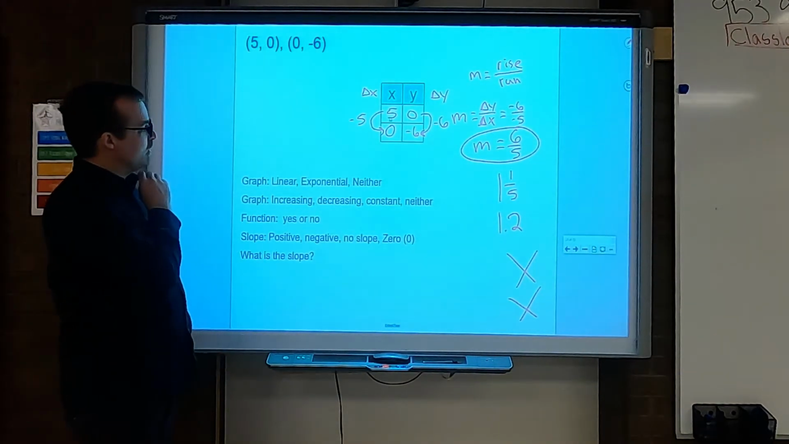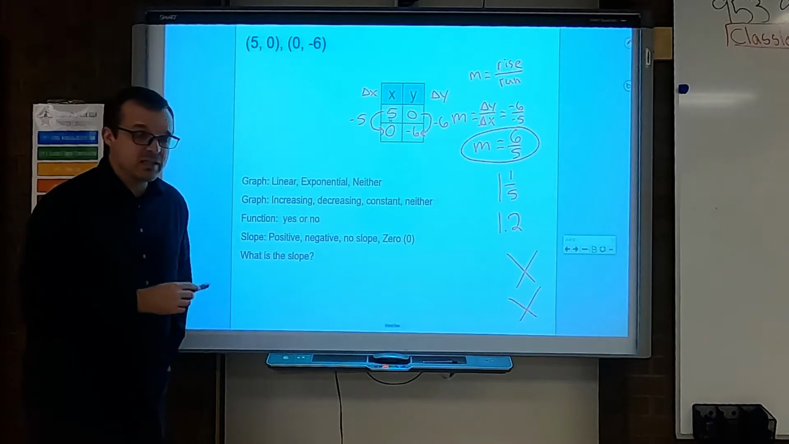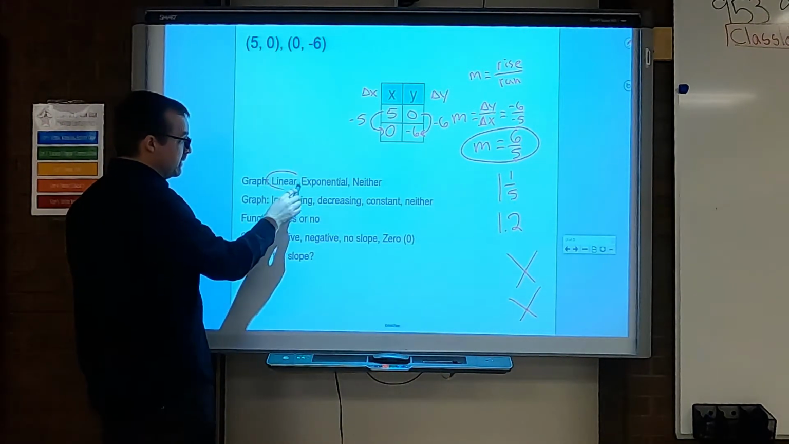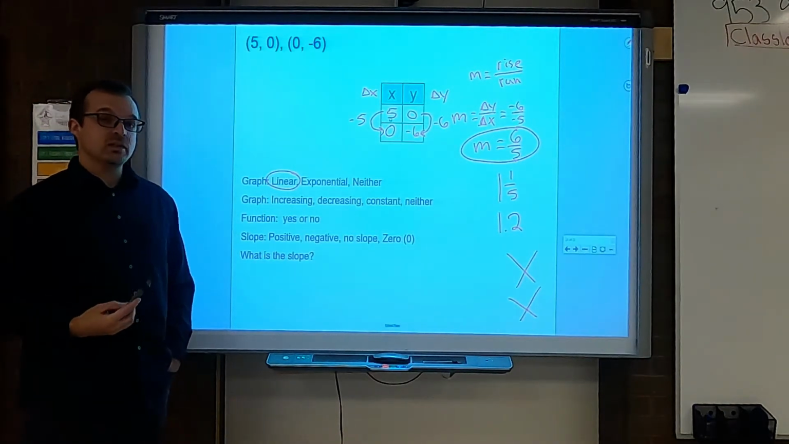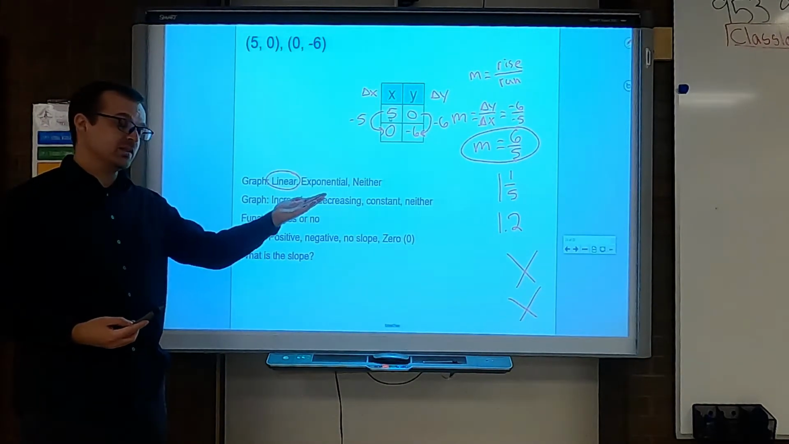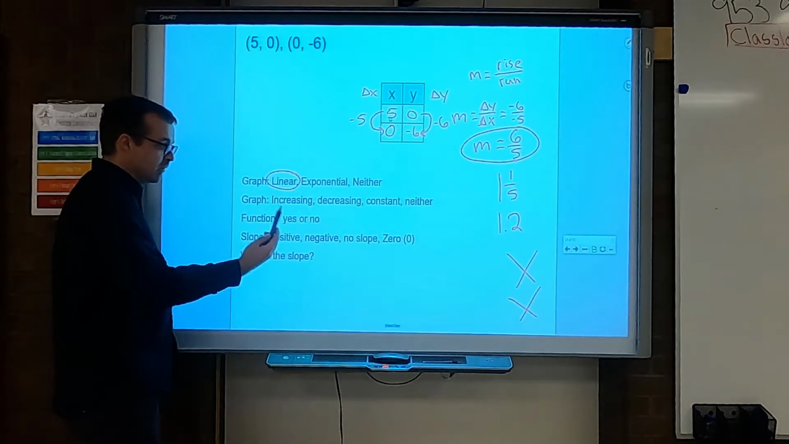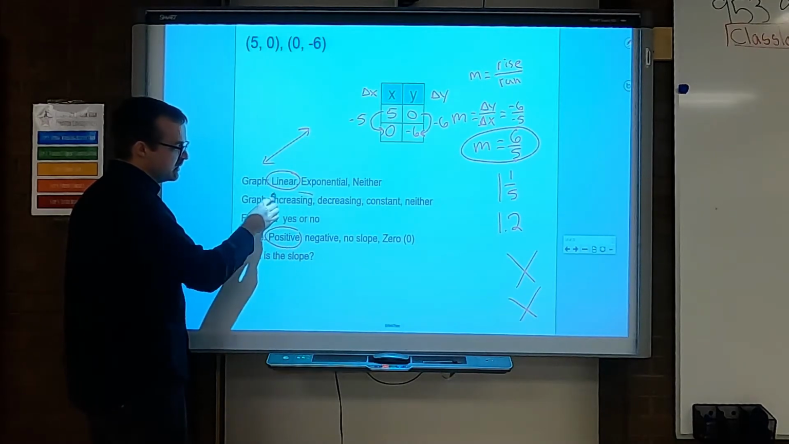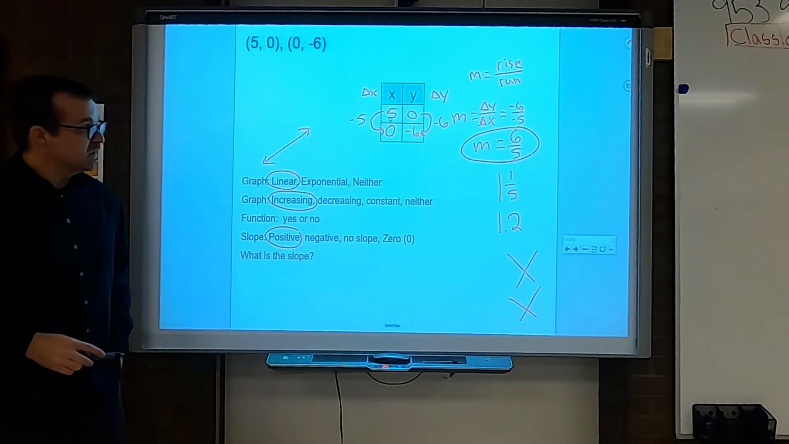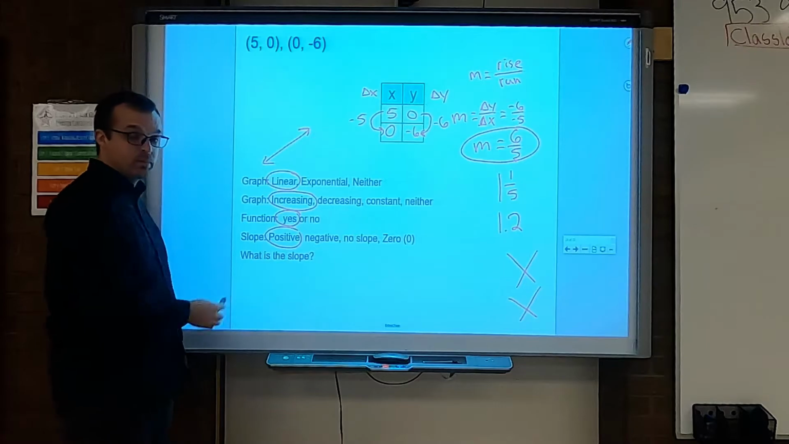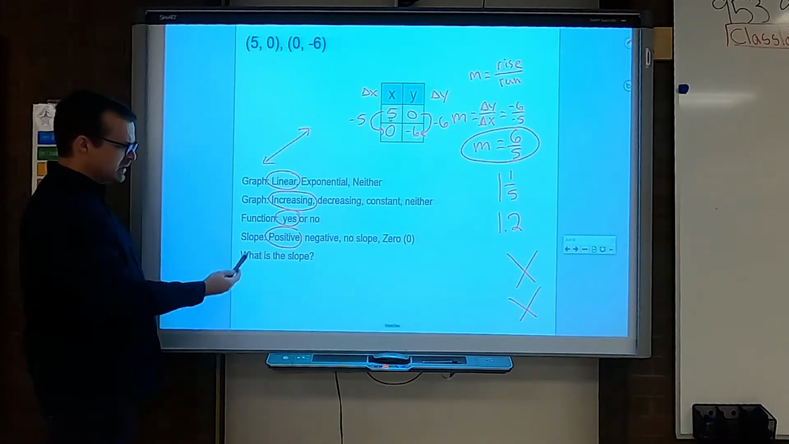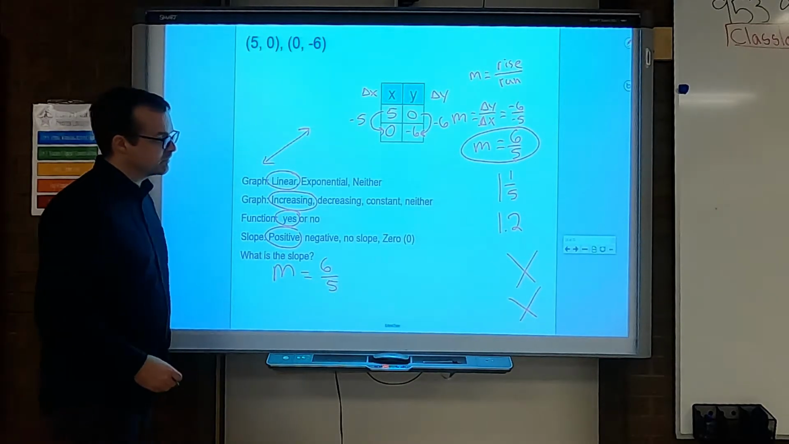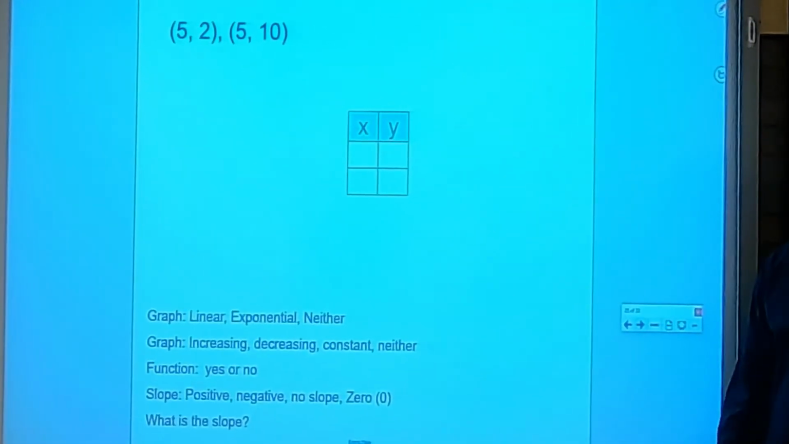So let's think about the graph here for a second. Is it linear, exponential, or neither? I only have one rate of change to look at, so I'm going to go ahead and say it's linear. Is it increasing, decreasing, constant, or neither? Well, that has to do with the slope. Again, it's 6/5. It's a positive slope, and positive slopes increase as they go from left to right. Is it a function? Also yes, because I have no repeating x values. And what is the slope? Well, we just talked about that. It's 6/5. Next up, go ahead and pause the video, give it a shot.